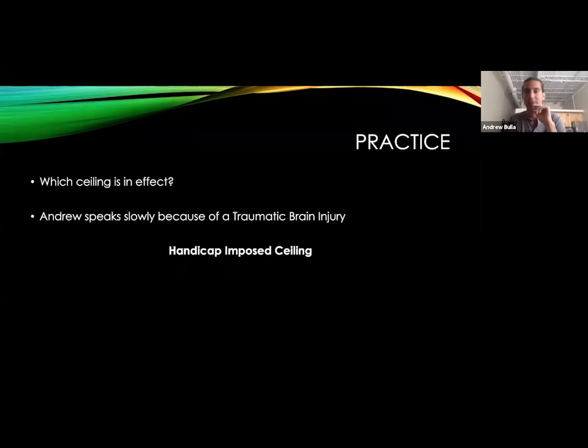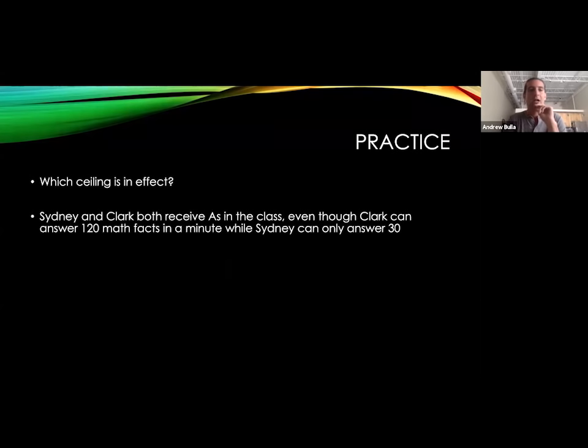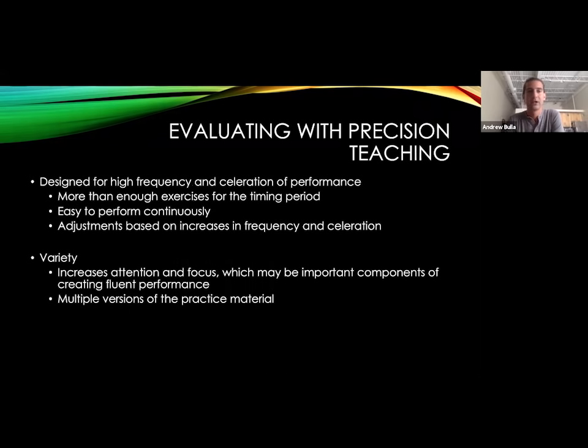The handicap imposed ceiling. Good. Sydney and Clark both receive A's in the class, even though Clark can answer 120 math facts in a minute, while Sydney can only answer 30. What ceiling's in effect there? That's the measurement imposed ceiling. Absolutely. All right. So we're trying to lift our ceiling.